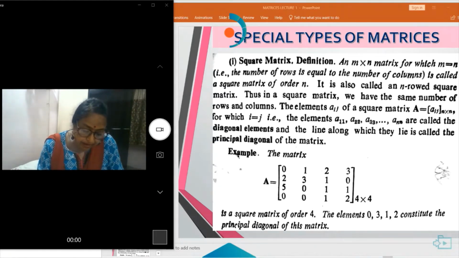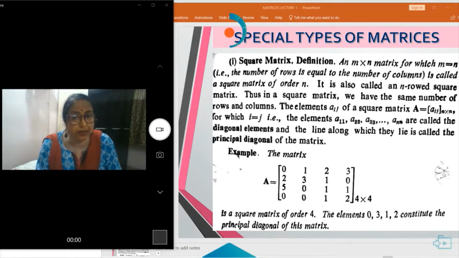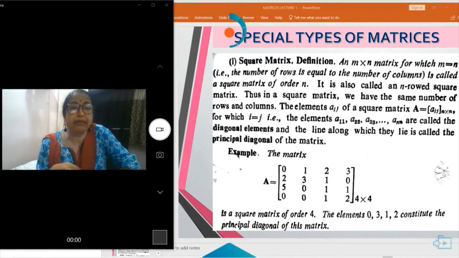Now, special types of matrices. Square matrix. A square matrix is a matrix where the number of rows is equal to the number of columns. Here m is equal to n, then we say that the matrix is a square matrix. An example is given on your screen.